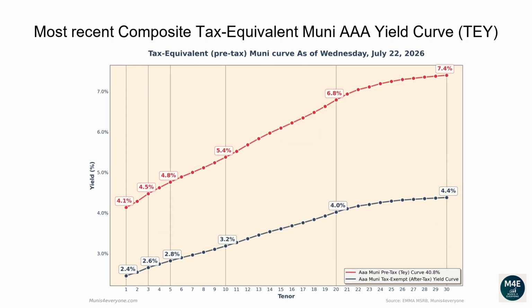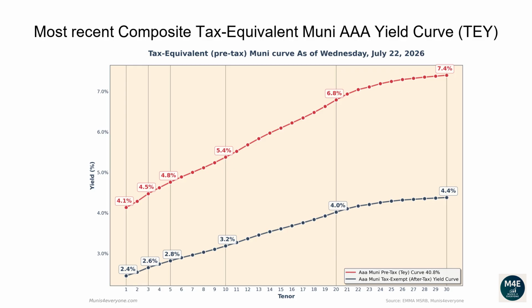Let's now go over the most recent composite tax-equivalent Muni AAA yield curve. The following graph shows, in red, the tax-exempt after-tax Muni yield curve, versus in blue its tax-equivalent pre-tax version assuming a 40.8% top tax bracket, as of July 22, 2026. Why would you care to see the tax-equivalent version of the Muni yield curve? More on this later. Let's first go over the pre-tax, aka tax-equivalent yield curve.